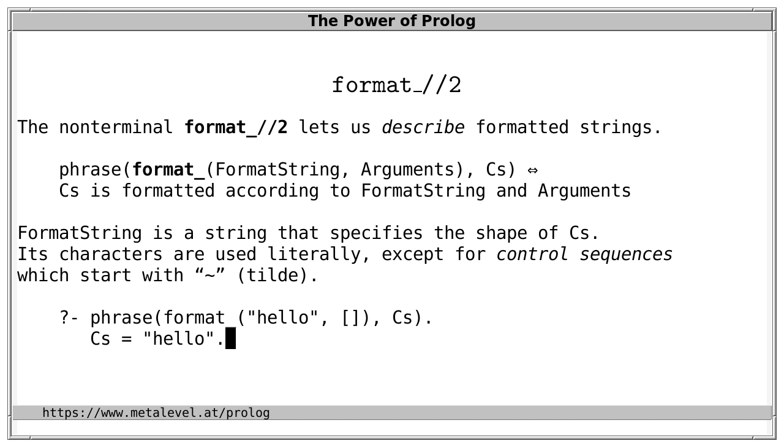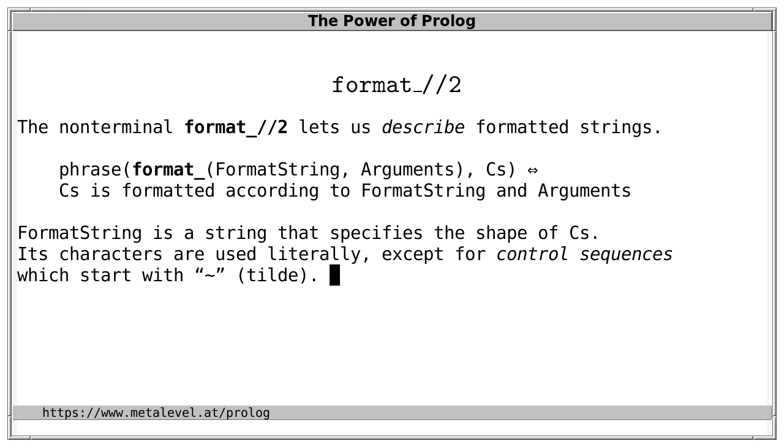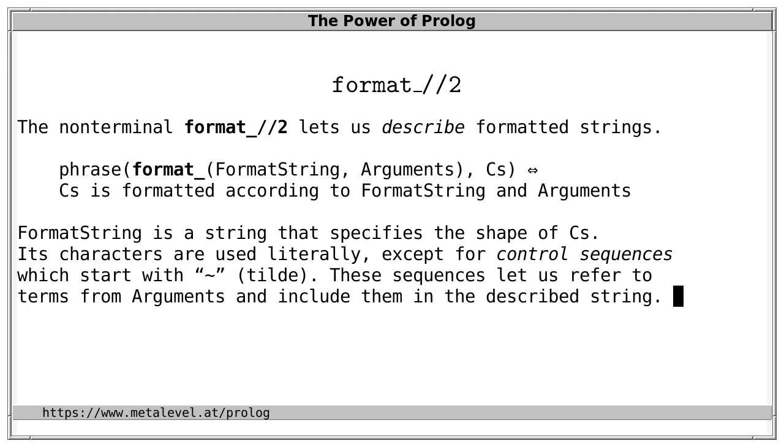So in this case, the described string Cs is identical to the format string. Now, the really interesting feature is that with these control sequences, we can refer to terms from arguments and include them in the described string. For instance, if you have a format string such as "the answer is", which is used literally, and then say ~d and end the string, then this control sequence ~d refers to an element in the second argument.